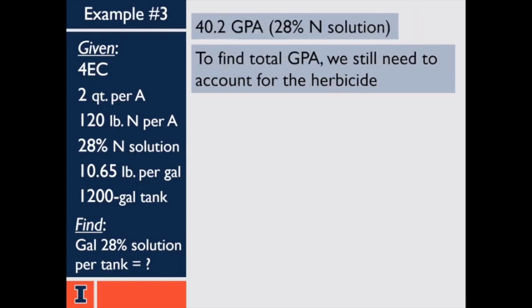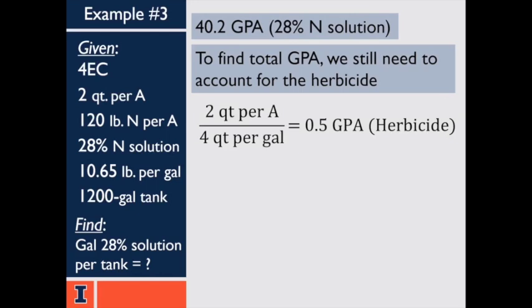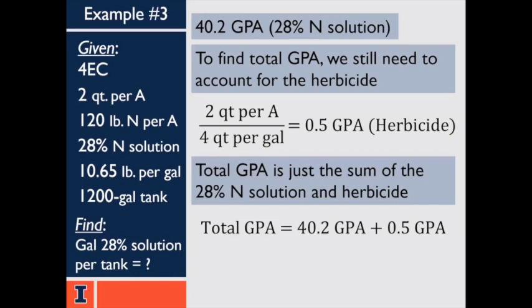Our end goal in this problem is to determine the amount of 28% nitrogen solution per tank. However, the rates we're given are on a per acre basis, so we need to figure out how many acres our tank can treat. To do that, we'll need to find the total application rate, including the herbicide. We were given a herbicide rate of 2 quarts per acre, which we can convert to half a gallon per acre. The total application rate is simply the sum of the 28% solution rate, 40.2 GPA, and the herbicide rate, half a gallon per acre. Again, this total application rate is required to determine how many acres a single tank can treat.